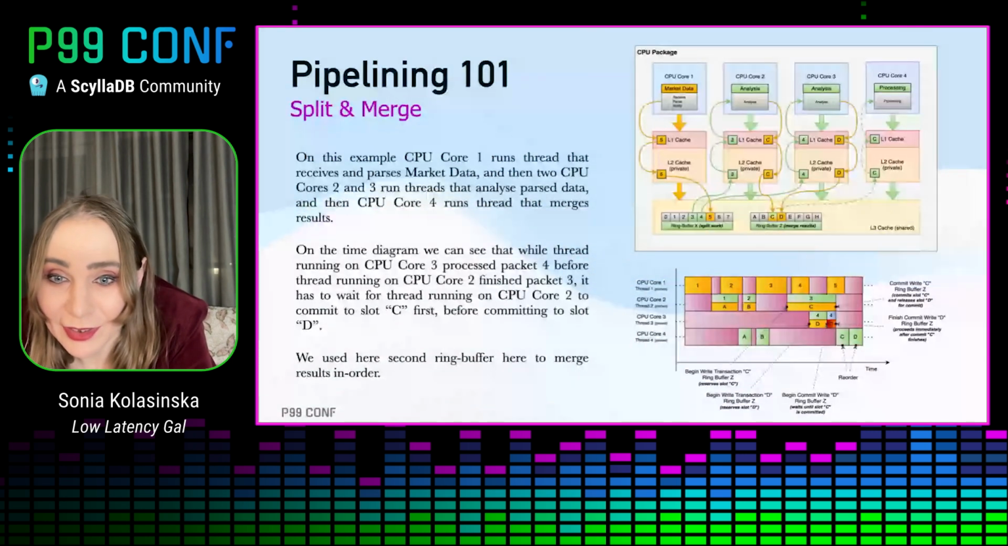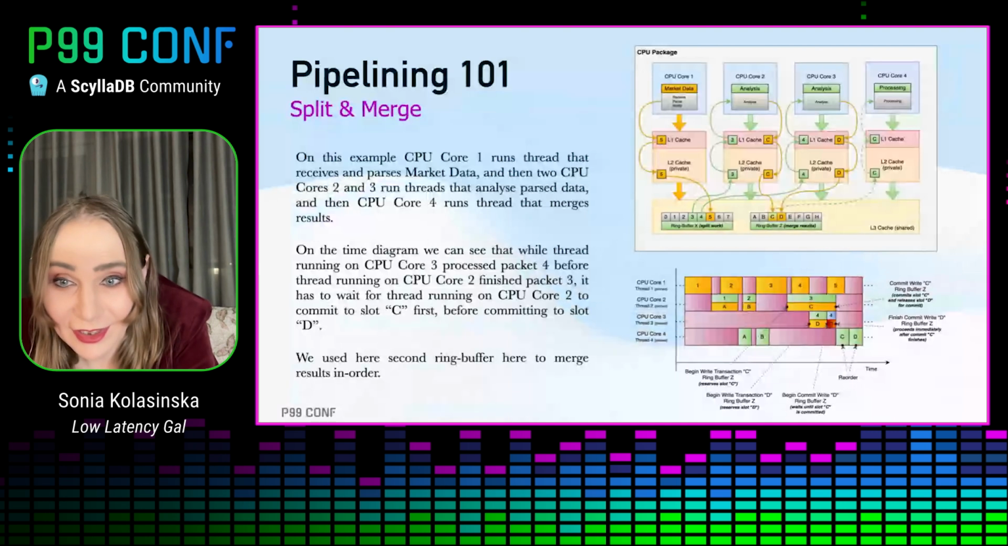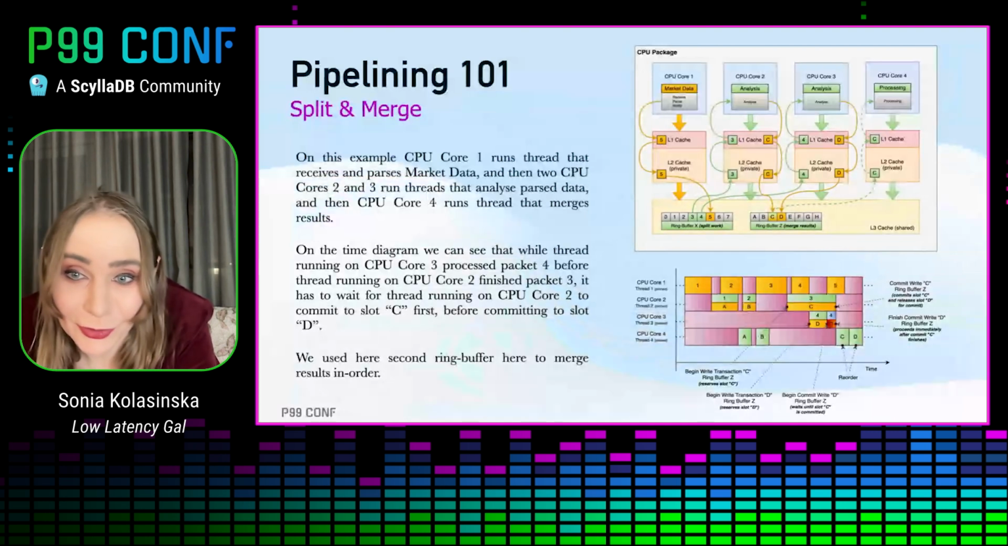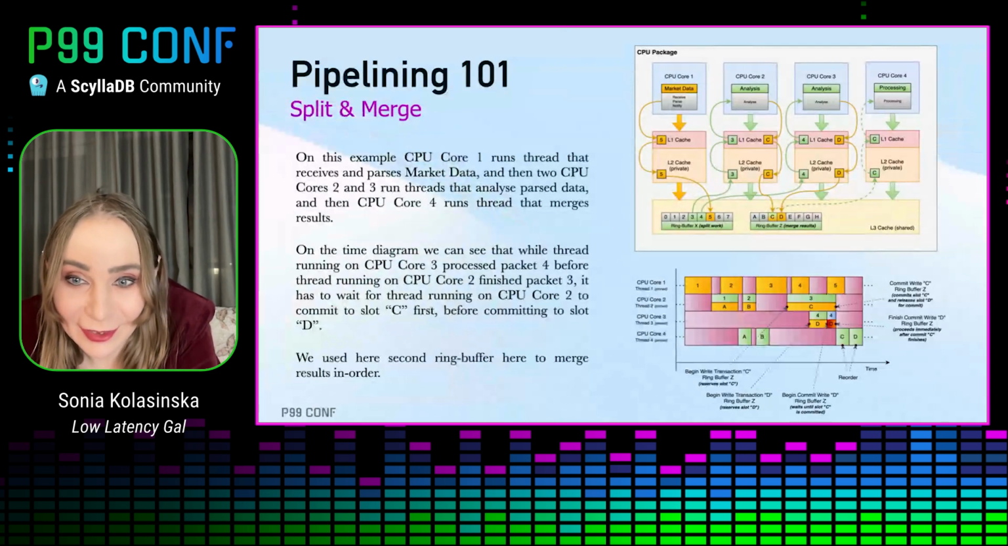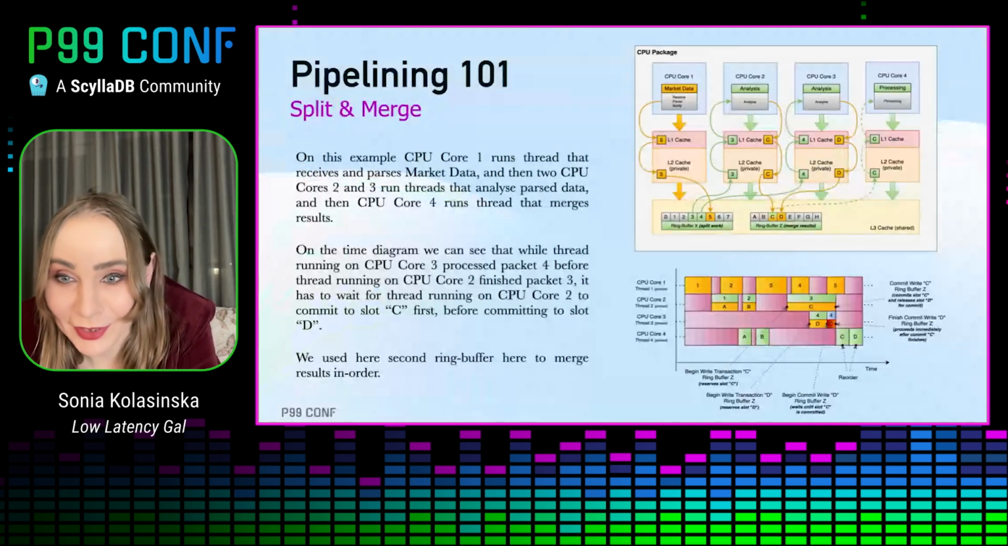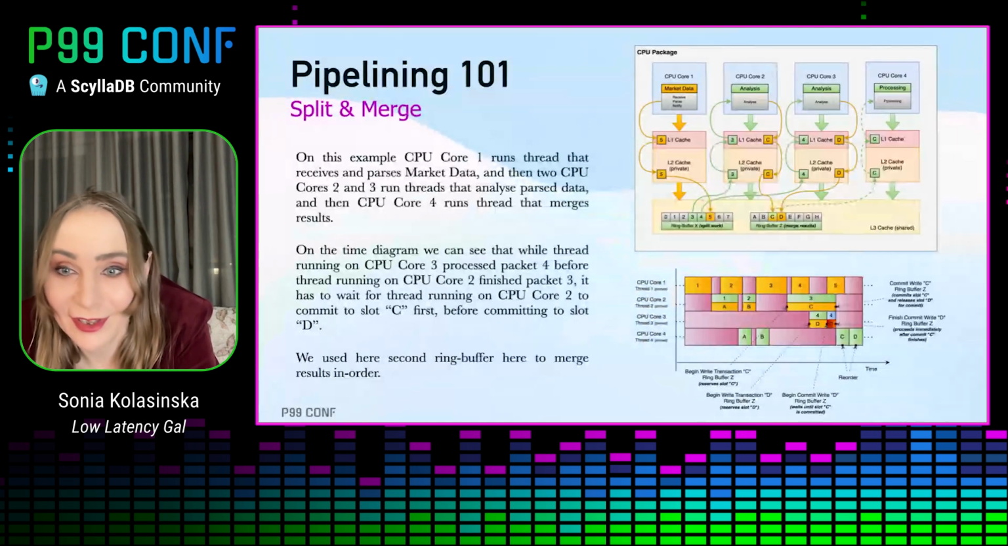And what happens is when item number 4 gets finished before item number 3 on core 2, it tries to commit slot D. And slot C wasn't committed yet. The way this ring buffer works, this ring buffer that I designed, is that you cannot commit slot D before you finish committing slot C. So it will make it wait until a thread on core 2 finishes processing item 3 and commits slot C.